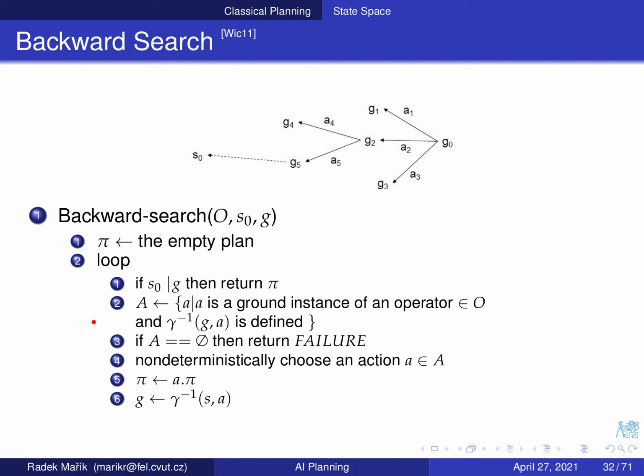And the algorithm is very similar. The only change is that instead of applicable actions, we search for relevant actions from the goal point of view. And the plan is chained in the opposite way.